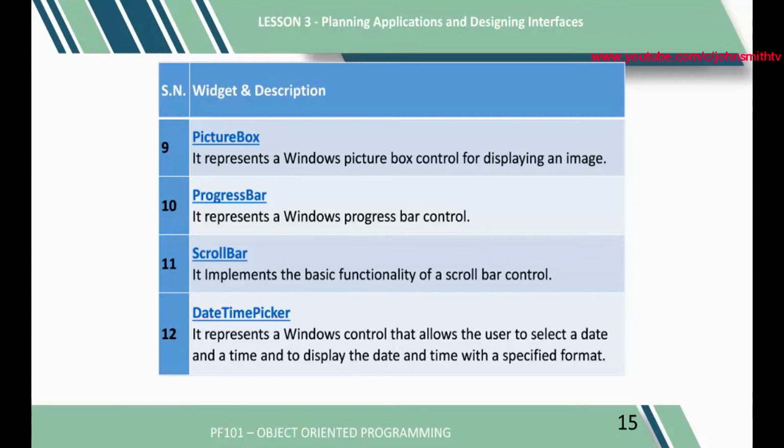Date time picker, it represents a Windows control that allows the user to select a date and a time and to display the date and time with a specified format. All of these commonly used control objects will be described by properties. They also have drag and drop features, which is one of the good sides of VB.NET, although programmers are basically the ones to add validations according to the desired program.